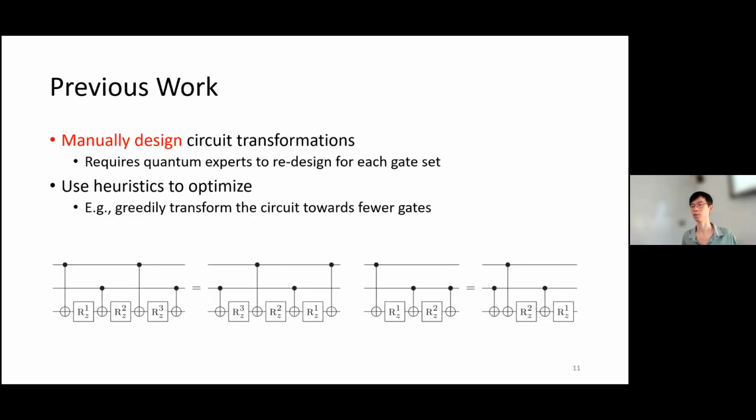And so in previous work, they manually designed circuit transformations, which requires a quantum expert to redesign for each gate set. And because there are a lot of gate sets, you cannot design some universal ones. And they use some heuristics to optimize. For example, they just greedily transform the circuit towards fewer gates, for example, canceling out adjacent Hadamard gates.